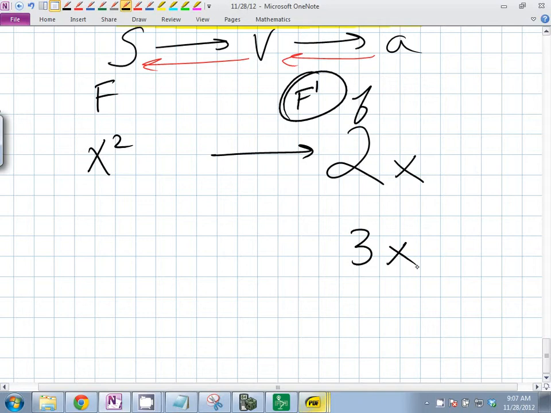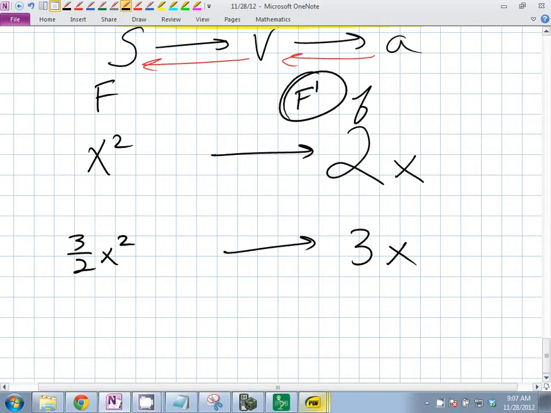What about 3x? Can you give me a function whose derivative is 3x? 3 over 2 x squared. Take a look at that. If you take the derivative of 3 over 2 x squared, you drop the 2 to the front. What happens to the 3 over 2? What does it turn into? 3. And what does the power turn into? 1. You're doing these things backwards.